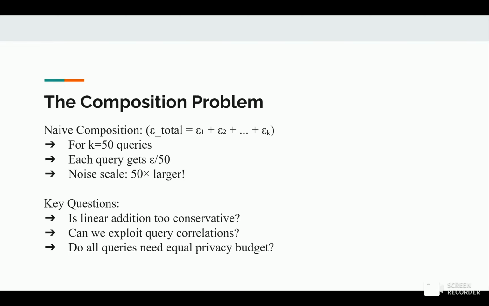Why do naive approaches fail mathematically? In basic composition, privacy losses add up linearly: epsilon total equals the sum of all individual epsilons. So for 50 queries, each query gets epsilon over 50. Since noise is inversely proportional to epsilon, we're adding 50 times more noise than if we answered a single query. But this gives us some questions: is the linear addition too conservative? Can we exploit the fact that many queries are correlated? And the answer is yes.